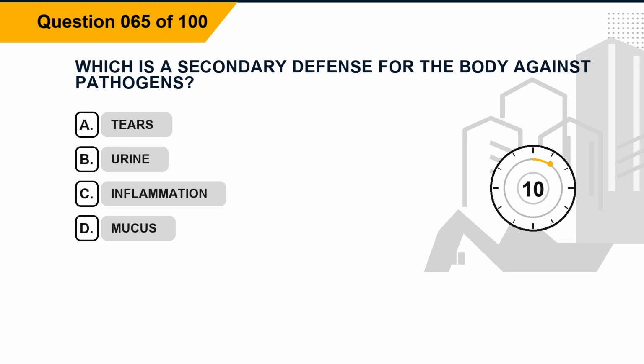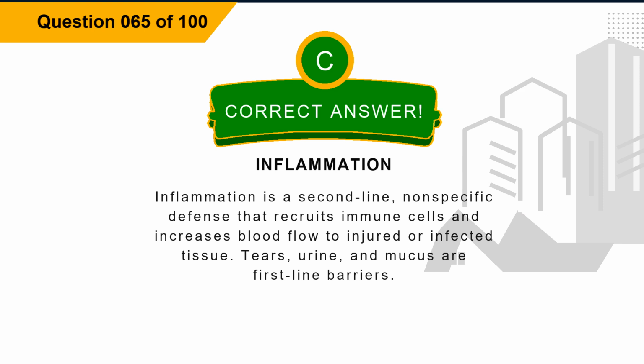Question 65. Which is a secondary defense for the body against pathogens? Option A, tears. Option B, urine. Option C, inflammation. Option D, mucus. The correct answer is option C, inflammation. Explanation. Inflammation is a second-line, nonspecific defense that recruits immune cells and increases blood flow to injured or infected tissue. Tears, urine, and mucus are first-line barriers.